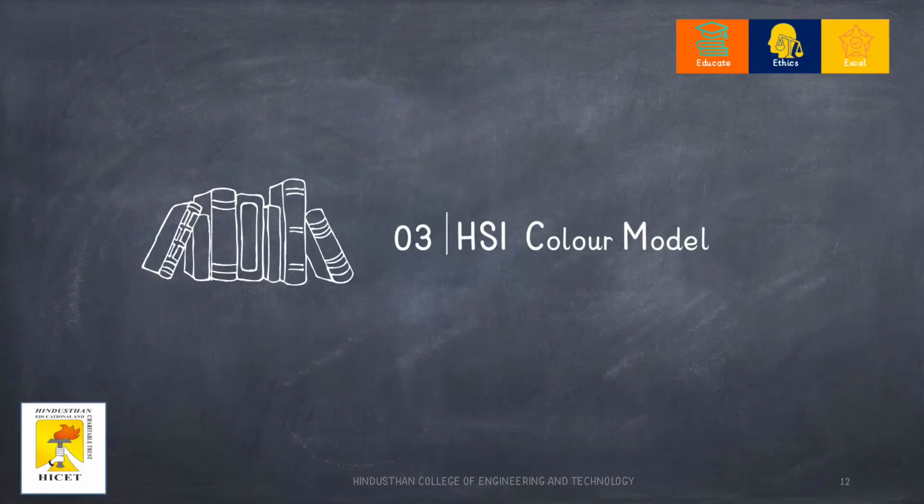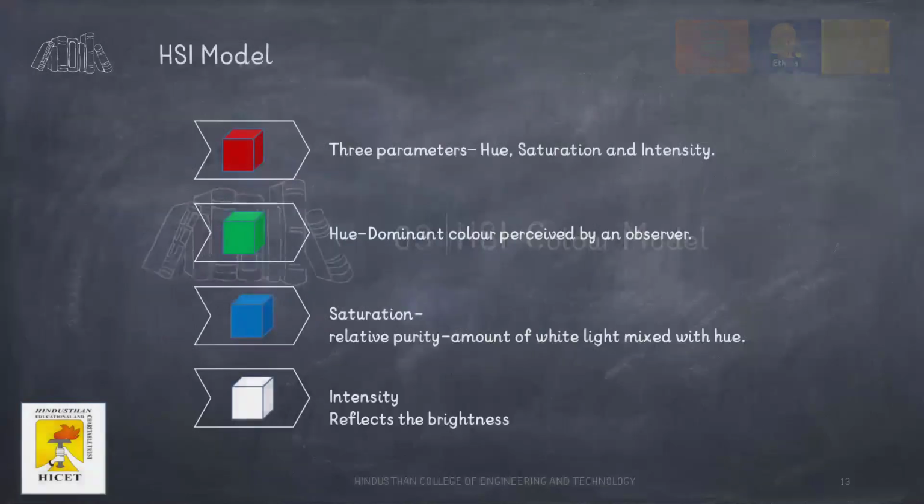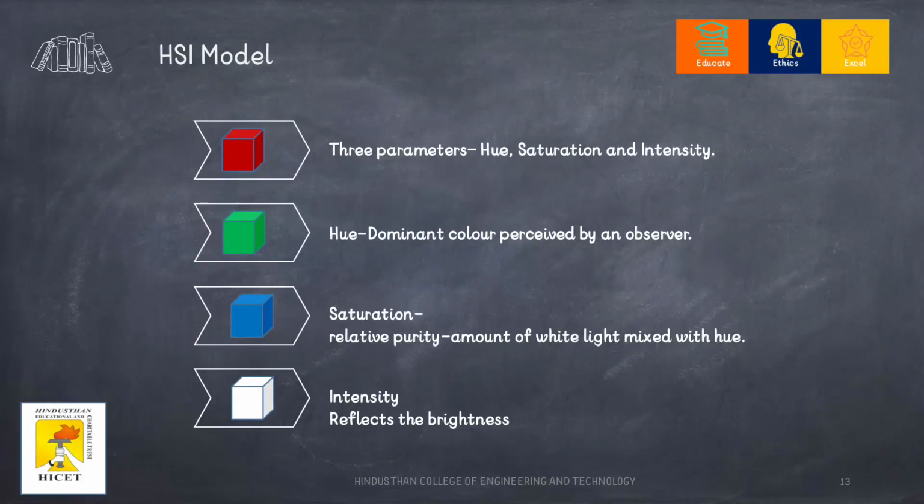Next is the HSI model. Here it is based on three parameters: hue, saturation and intensity. Hue is defined as the dominant color perceived by an observer. Saturation is defined as the purity level of the color, or how much white is added to the color. If you have zero white, then we say that the color is completely saturated. Next, the intensity reflects the brightness of the color.